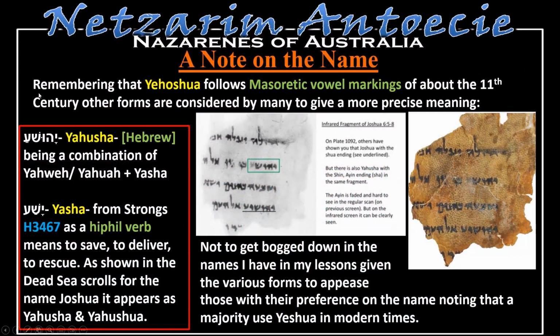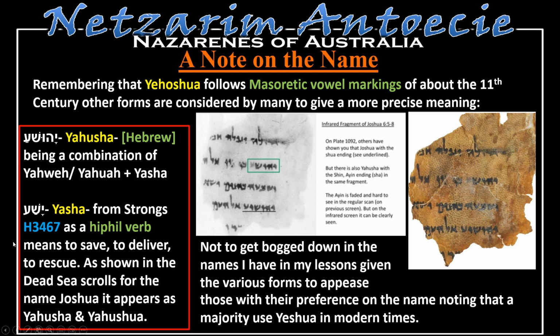Right, and to continue, remembering that Yehoshua follows Masoretic vowel markings of about the 11th century, other forms are considered by many to give a more precise meaning. And so we have here, and I've given you also fragments from the Dead Sea Scrolls to look at, and what we will notice, we've got the name here and here. It may seem a little bit hard to read, but I've got a note here. Yahusha, Hebrew, being a combination of Yahweh or Yahuwah and Yasha.